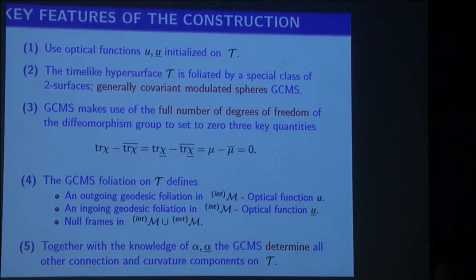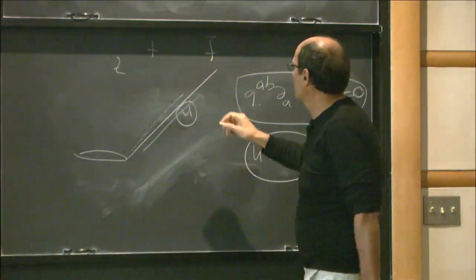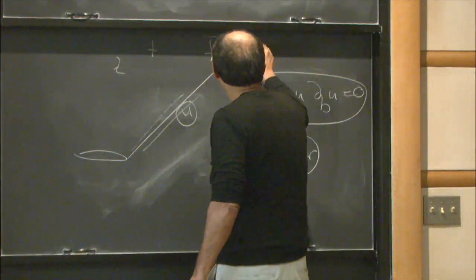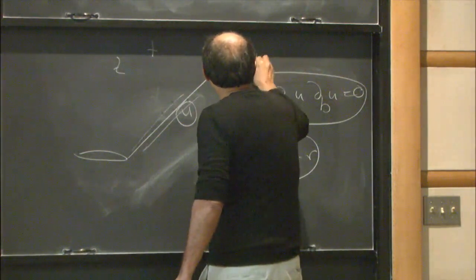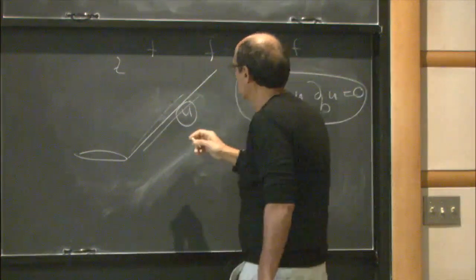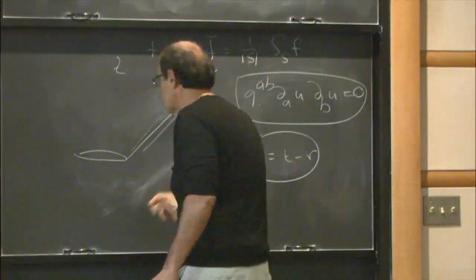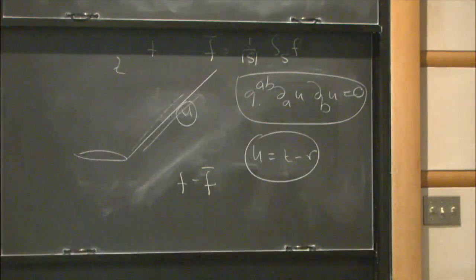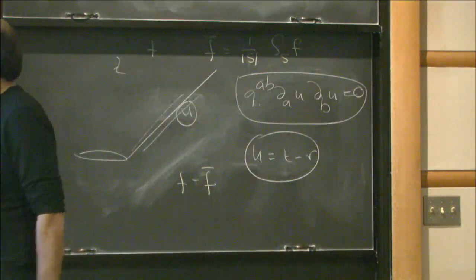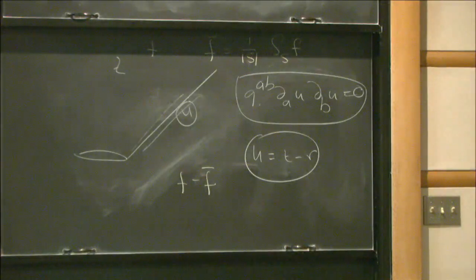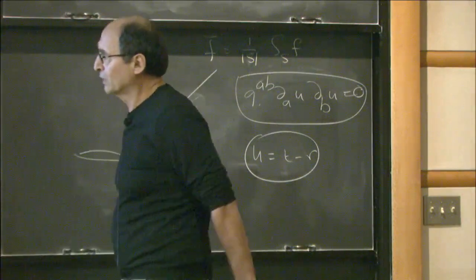So when I say the average of a scalar function F on a surface S, this refers to 1 over the area of the integral on S of F. And then we take F minus this average, because the quantity trace chi is not necessarily 0 in Schwarzschild. So you have to take away the average part, and this is what you want to set to 0. Same thing with trace chi bar. These are two important components of the Ricci coefficients.